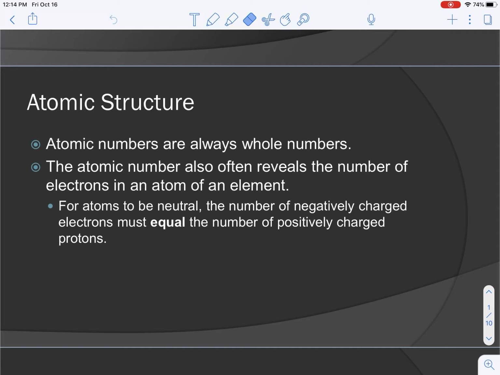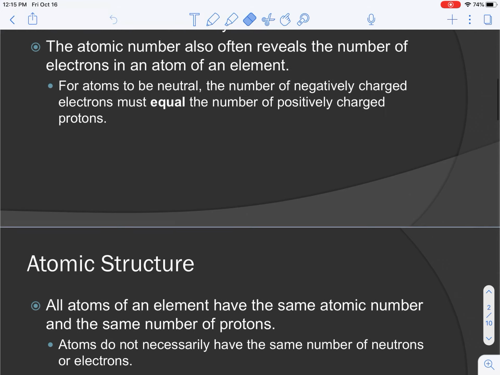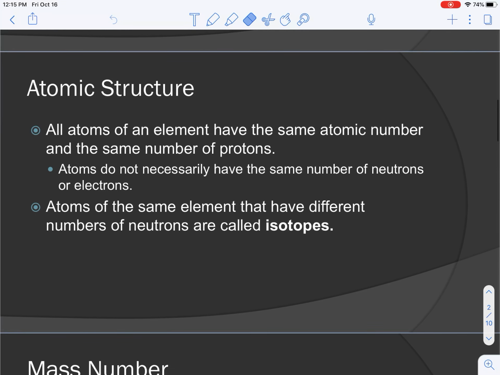So we learned the other day, atomic numbers are the numbers of protons. They're always whole numbers. You can't just have half a proton. And most often, atoms are neutral, and so the atomic number also often equals the number of electrons in atoms. So if you had 10 protons, you would also have 10 electrons, and you would be neon. Like it says there, for atoms to be neutral, the number of protons has to be equal to the number of electrons.